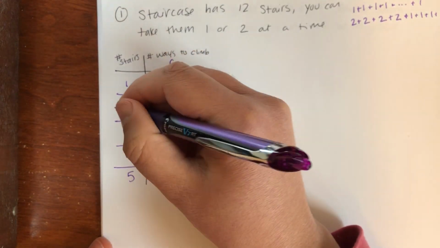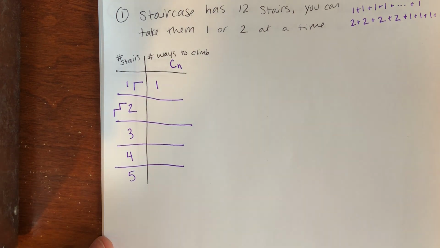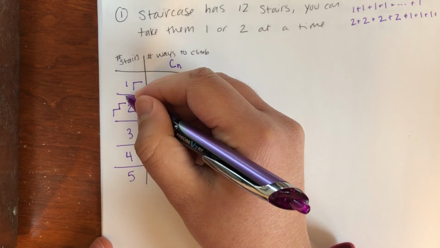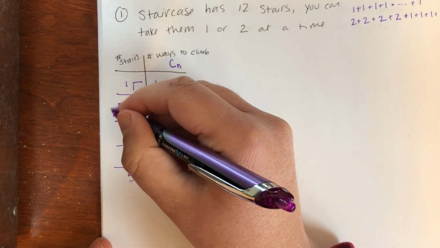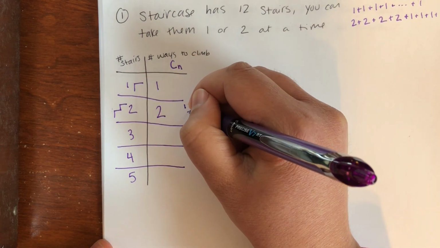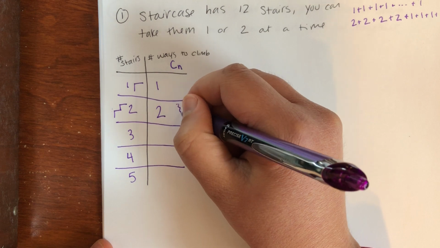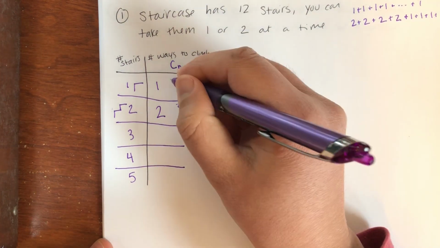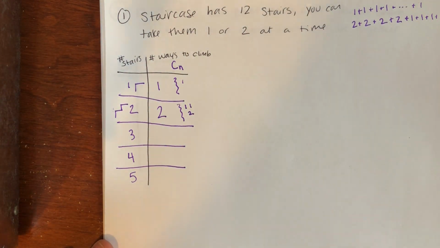But if your staircase has 2 stairs, there's now 2 ways to climb it. You can either take the stairs 1 at a time, 1 and 1, or you can take 2 stairs at a time. So there's 2 ways, and I'm going to list them as 1, 1, or just 2. So over here I'm just listing them all. In the first case, there was only 1 way to do it.